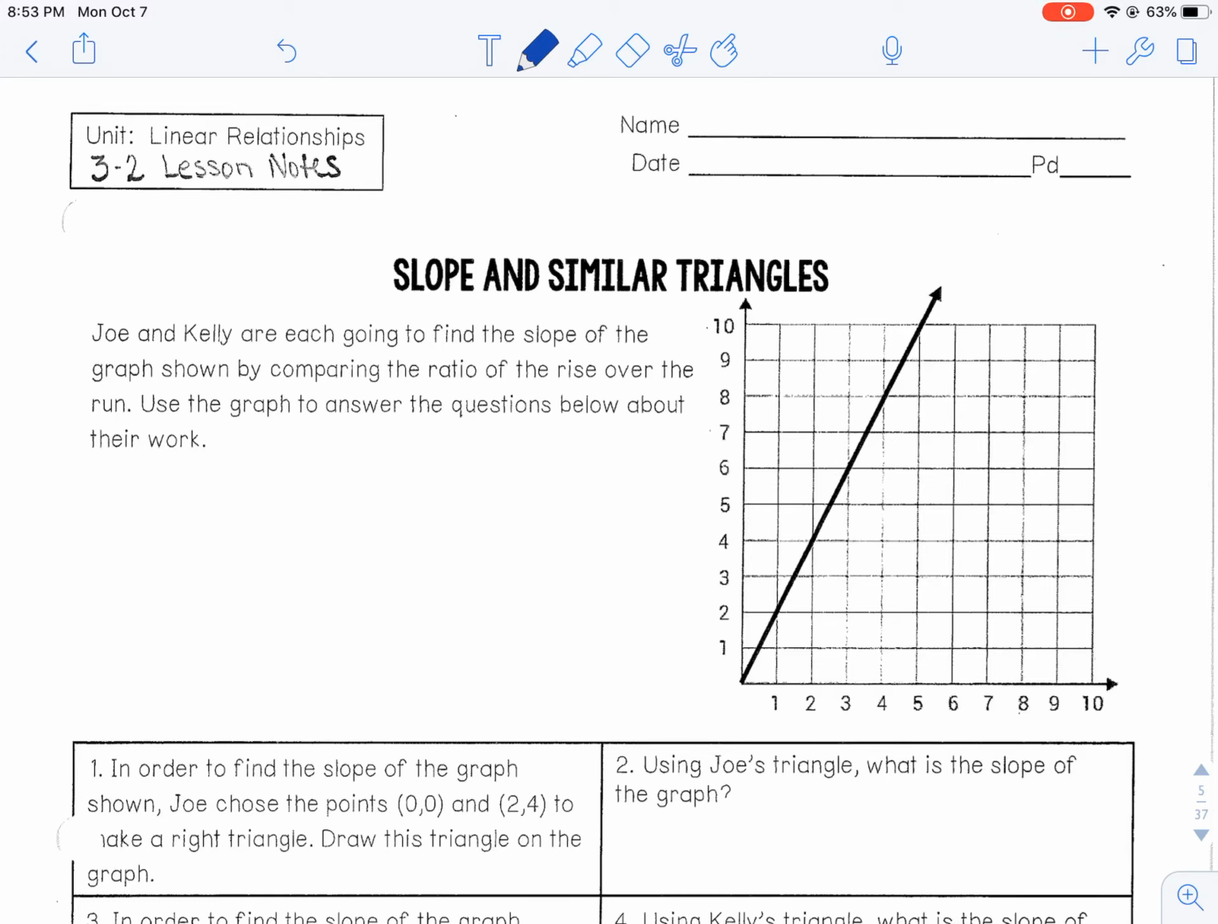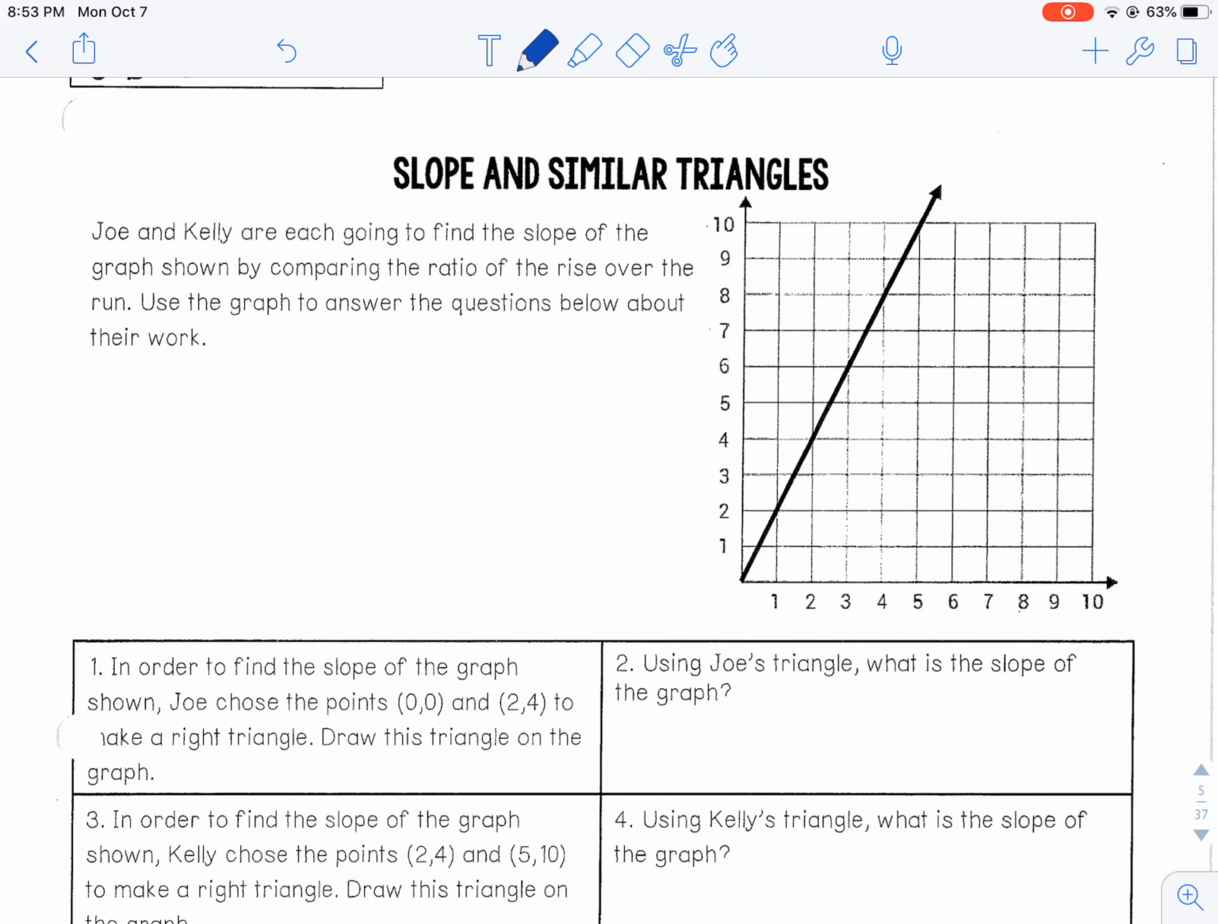Alright, we are looking at 3-2, slope and similar triangles. We're going to talk about Joe and Kelly. Joe is going to find the slope of a graph, choosing the points (0, 0) and (2, 4). So (0, 0) right here, (2, 4), we're going to go to the right 2, and we'll go up 4. That's going to put our triangle right here. Let's go ahead and draw the triangle from it.